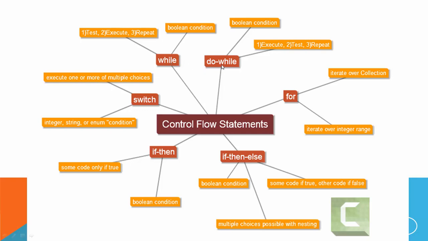So what happens if I do do while? It is similar to while. The only difference is that it will first execute, then test, then repeat. So when I say test, the result of the test should always be Boolean.